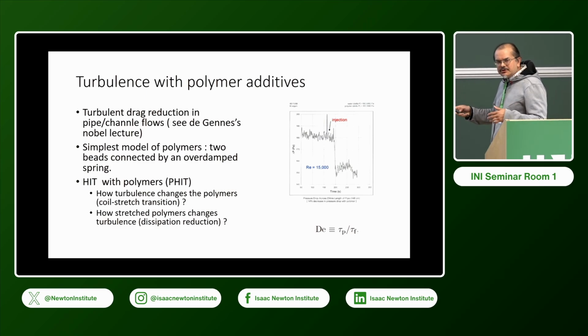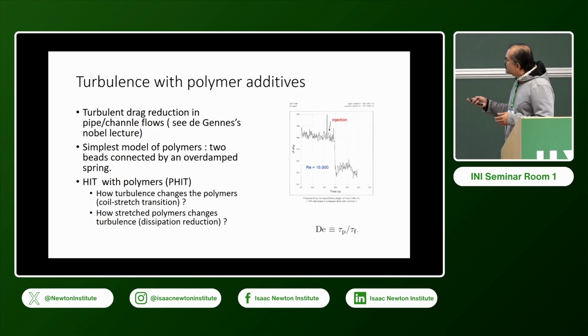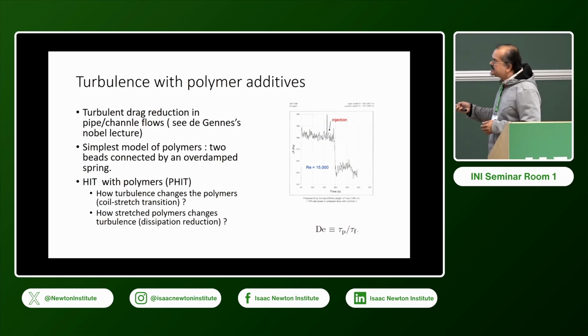And the flow also has many different time scales. So here also you choose the largest flow time scale, the large eddy turnover time. If you took, for example, the time scale at the dissipation scale, then you could call it the Weissenberg number. Both conventions are used. I will stick to the Deborah number.